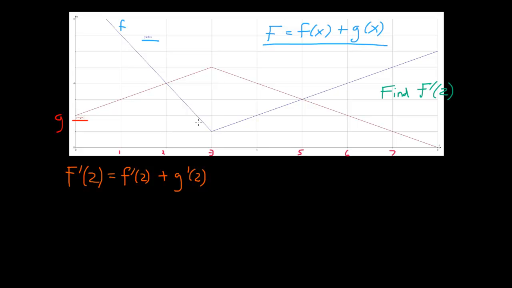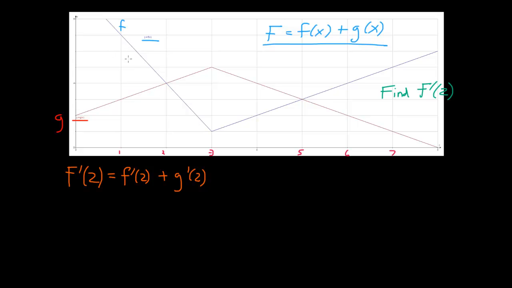Now, here's the key thing. You have to understand that the slope of a linear function is constant. The slope of a linear function is constant. Therefore, the derivative of this blue line at x equals 2 is just the slope of that line. In fact, the slope of this blue line at x equals 1, at x equals 2, at x equals 1.5, at 2.5 is the same thing, and we can find that out simply by using our slope formula.